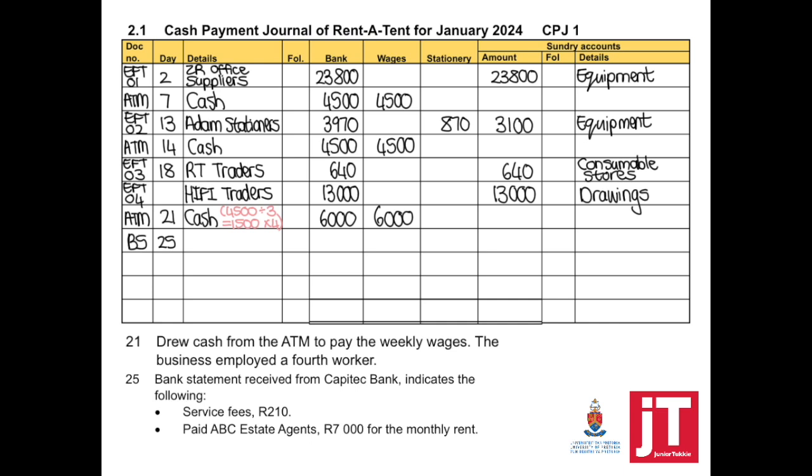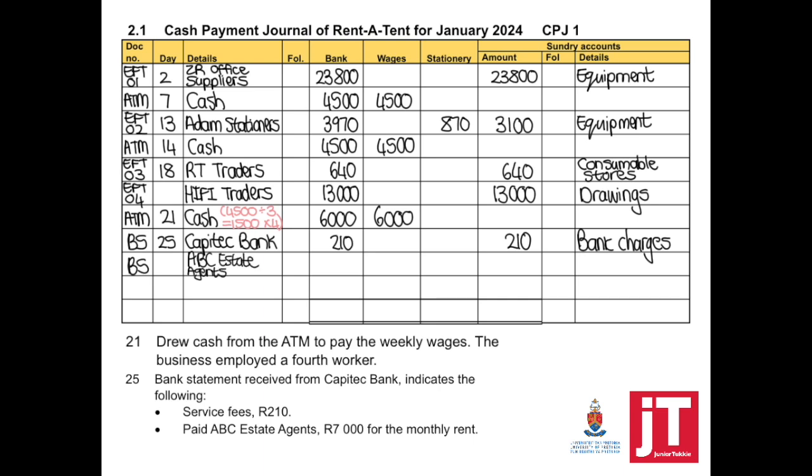On day 25, now what is the name of the bank? Capitec Bank. And how much did we pay them? 210. And why did we pay them? Service fees is regarded as bank charges. So you cannot have Capitec Bank and then add those two together, because the second thing that reflected on my bank statement was the payment to ABC estate agents.